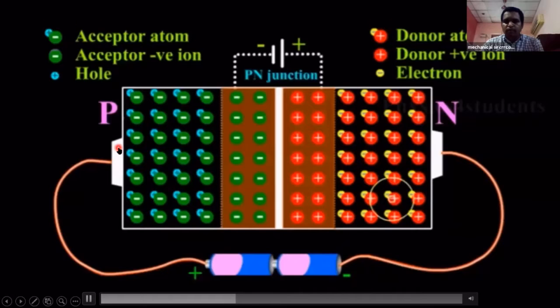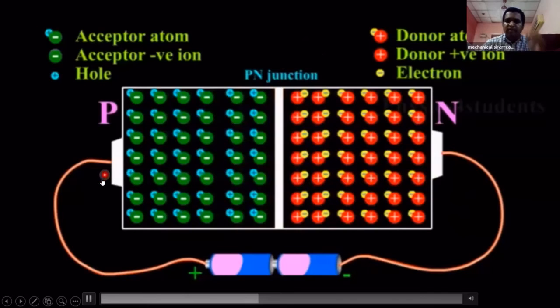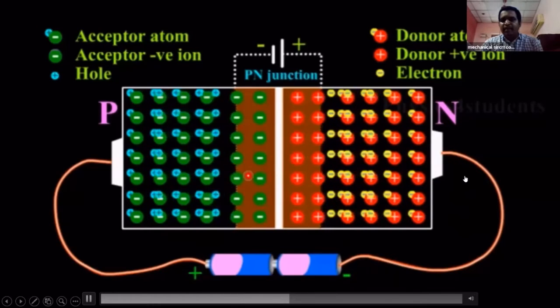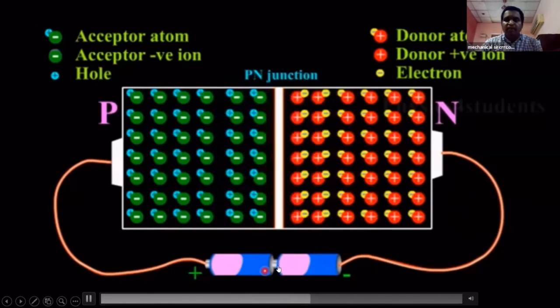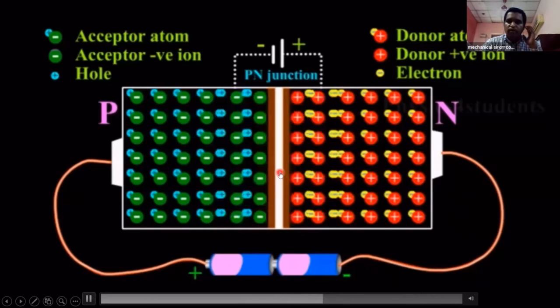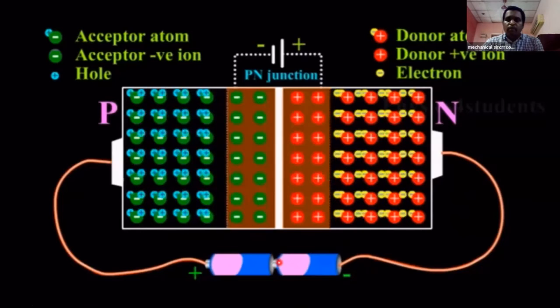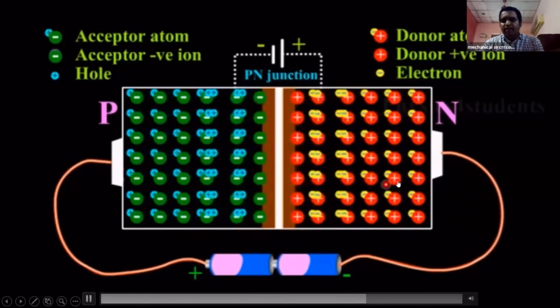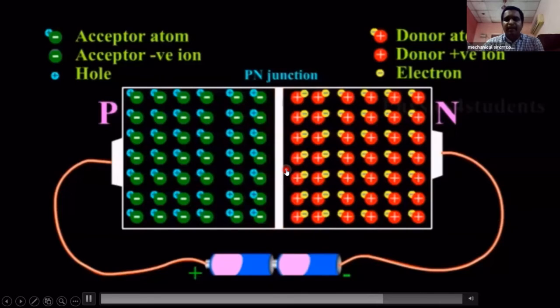Positive is connected to positive and negative is connected to negative, meaning N is more negative, P is more positive. Because of that repulsive action, the positive holes are moving towards the junction, and the electrons are also moving towards the junction. Here we are applying a voltage more than 0.7 volts. I already told you the barrier voltage for silicon is 0.7 volts. If you apply more than 0.7 volts, the holes and electrons move towards the junction, and that removes the barrier at the junction.